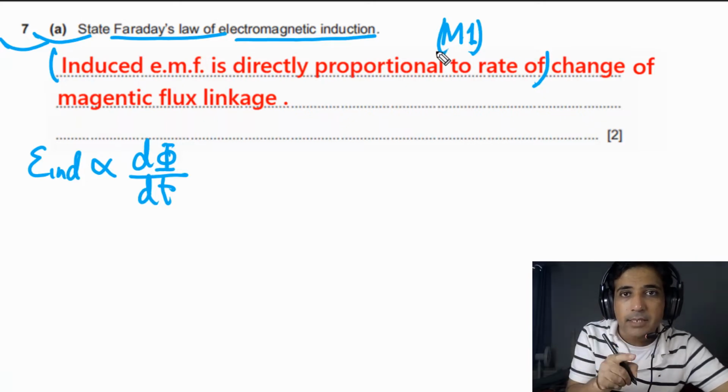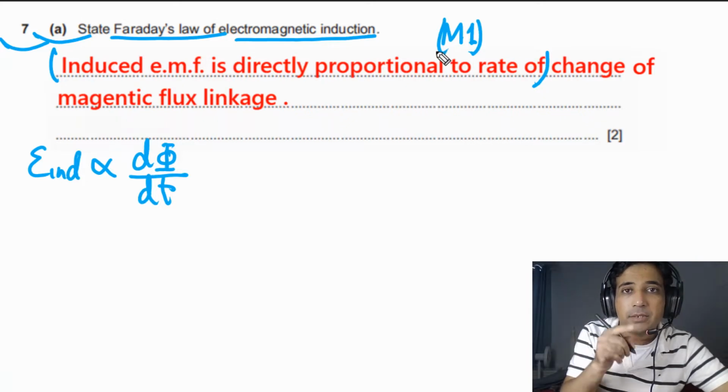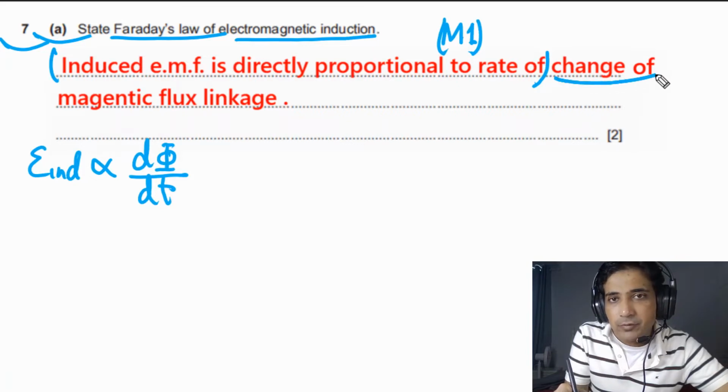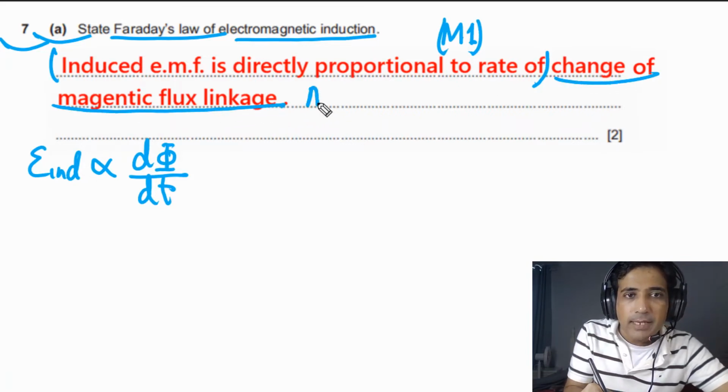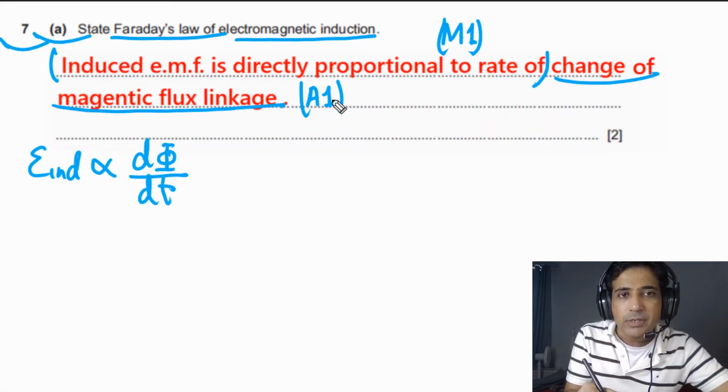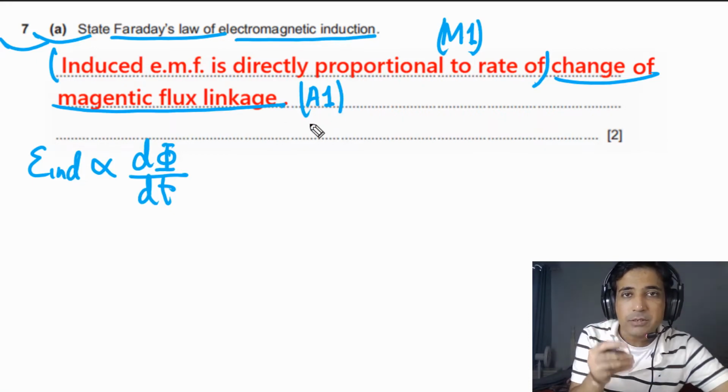If you will not get M mark, you will also not get the next mark. And the next mark is for writing change of magnetic flux linkage, and that is answer mark. If you have got M mark and you have written change of magnetic flux linkage, you will get answer mark. So this is how these 2 marks will be awarded. This question is a typical type of question. You will see this question in many past papers. So you need to understand how to state Faraday's law of electromagnetic induction.